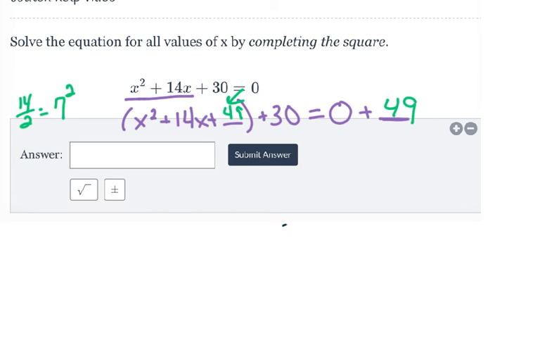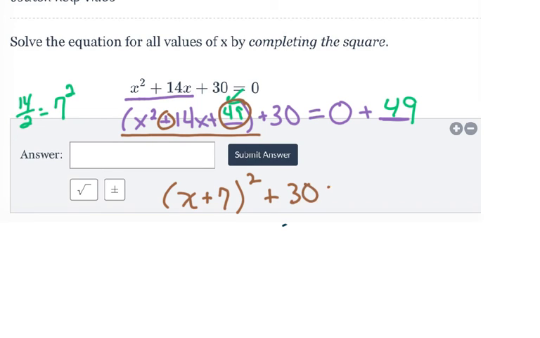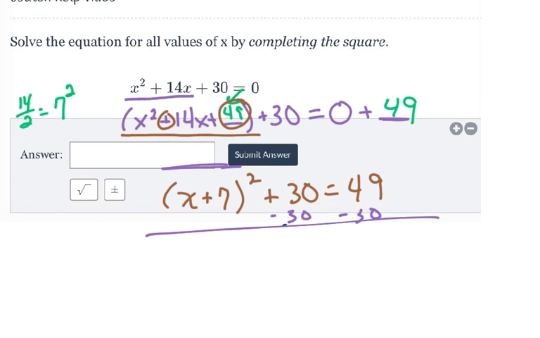You did that so you can factor this into x plus something squared. What is the square root of 49? 7. I've still got my plus 30 on this side, and 0 plus 49 is 49. Okay, so I need to get this squared term by itself, so I'm going to subtract 30 from both sides. So now I've got x plus 7 squared equals, let's see, 19.